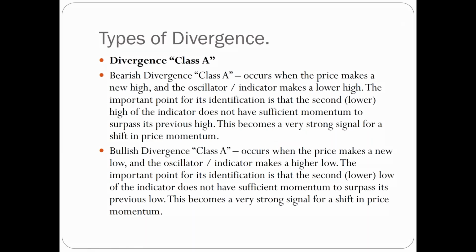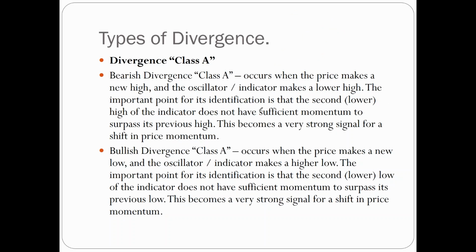Now there are certain types of divergence, that is class A divergence. What is class A divergence? Occurs when the price makes a new high and the indicator makes a lower high. Right? That is class A bearish divergence. That is when price makes a new high, the indicator makes a lower high. Price is making a new high, indicator is making a lower high.